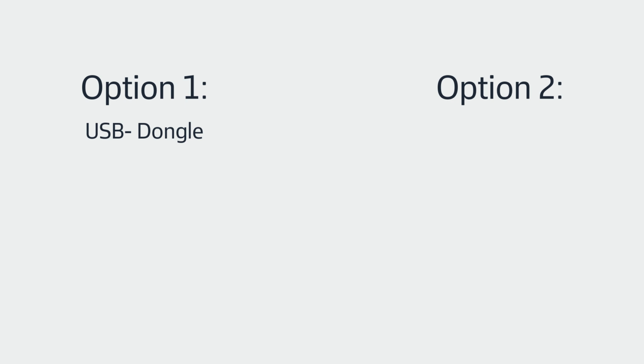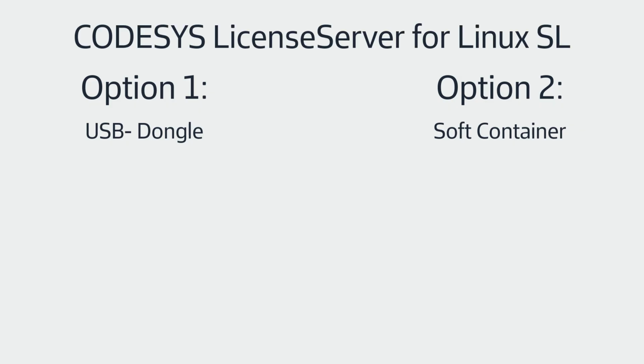However, in a production environment, this can also be considered a disadvantage, as the dongle, and therefore the license, can simply be removed. For that reason, we will also demonstrate how to transfer the license directly to the edge computer using a soft container, which is generally the more secure option for production systems. As a general requirement, the CODESYS license server for Linux SL plugin must be installed, and an internet connection is required. CODESYS provides a ticket number which must be activated online to activate the license.